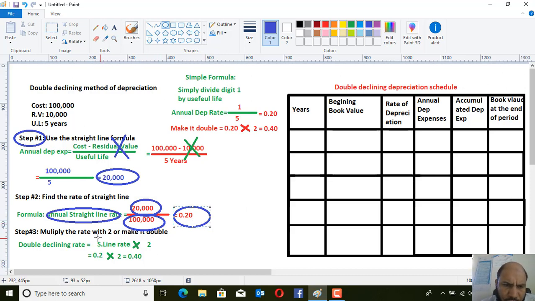Now what we will do, we will use this rate that we found through the formula, which is 0.20, and we will multiply that with the digit 2.